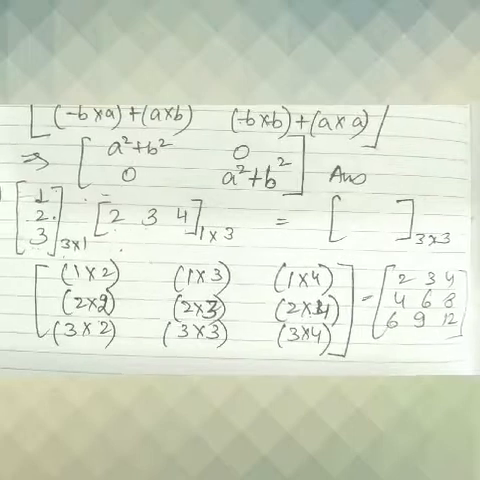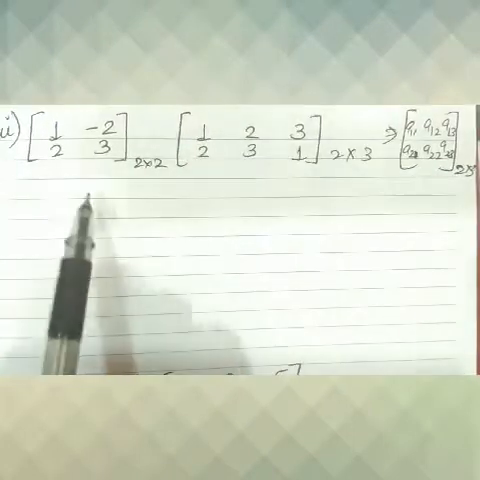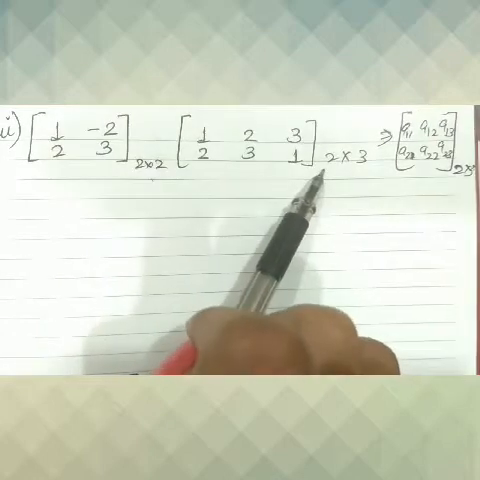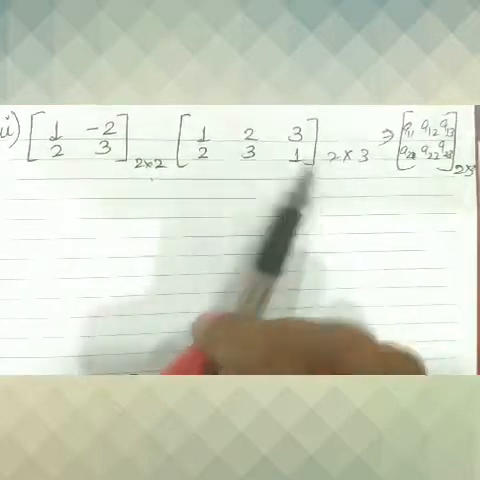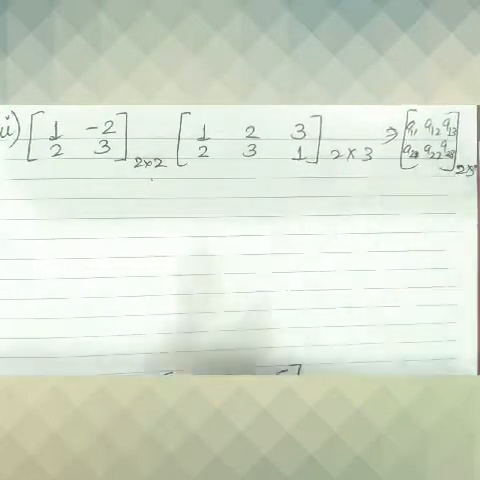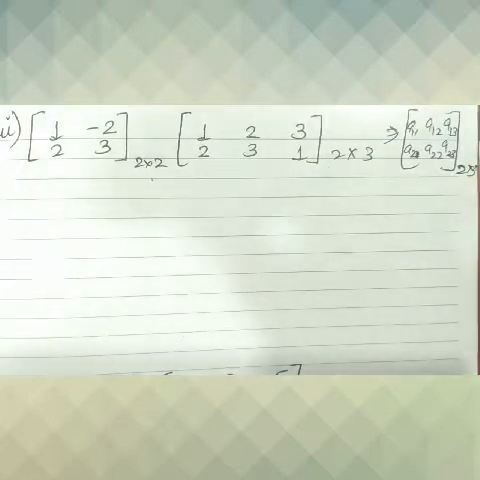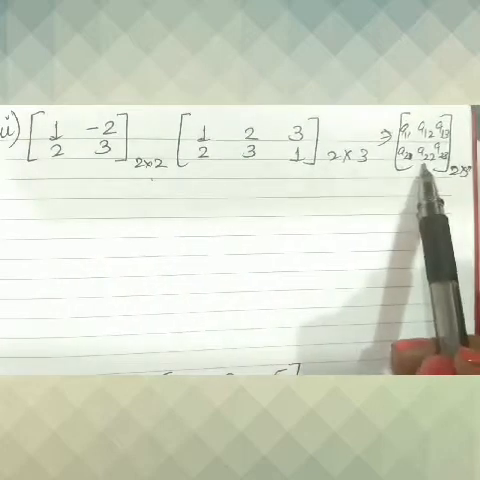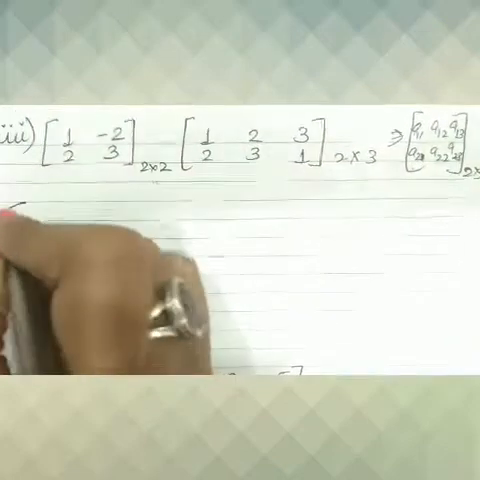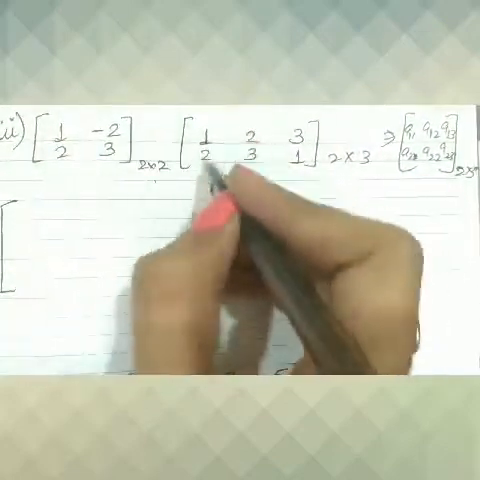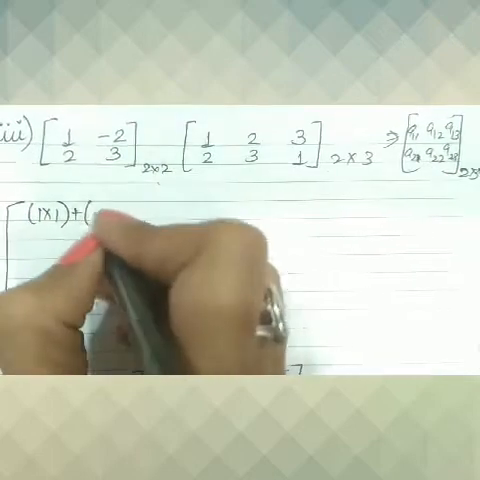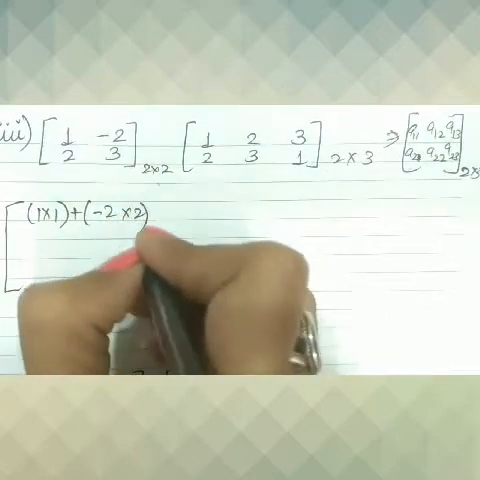This is our answer. And this first matrix is of order 2 by 2. Second matrix is of order 2 by 3. So our resultant matrix will be of order 2 by 3. Means A11, A12, A13, A21, A22 and A23. So first row and first column. First row and first column will be 1 multiplied by 1 plus minus 2 multiplied by 2.